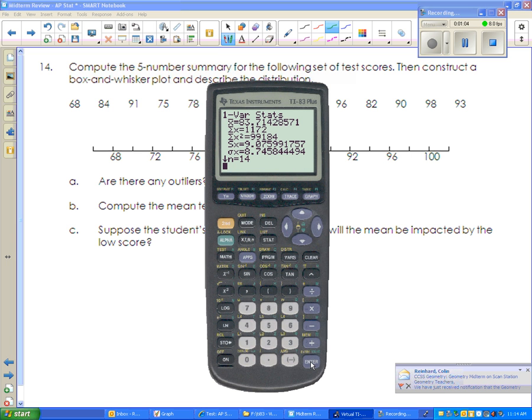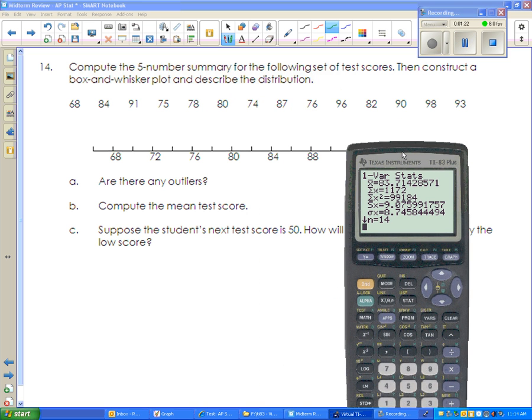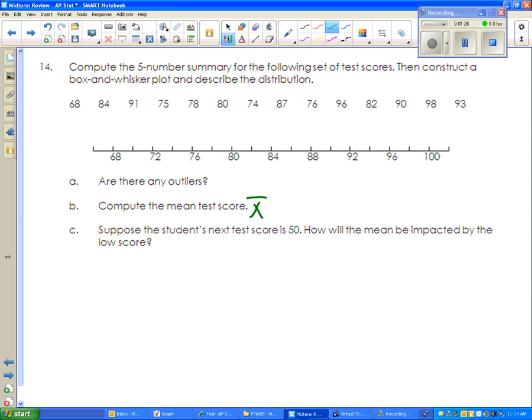And so you're given a list of values. So remember, X bar is your mean. So I know in this case that my mean is 83.714. And I'm assuming this is points.